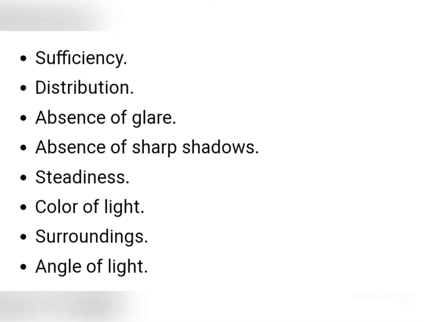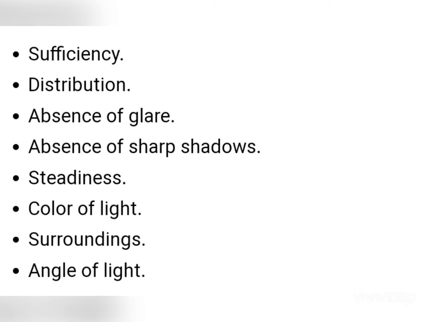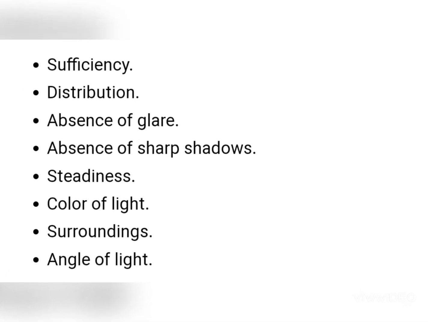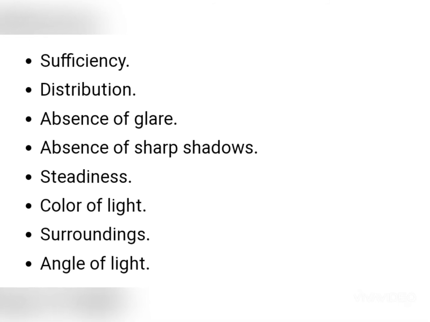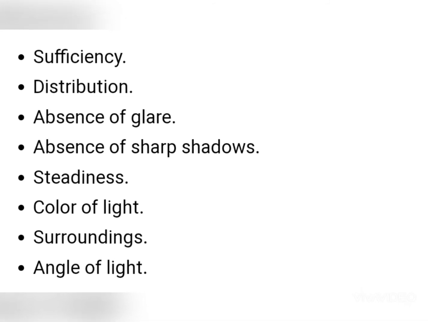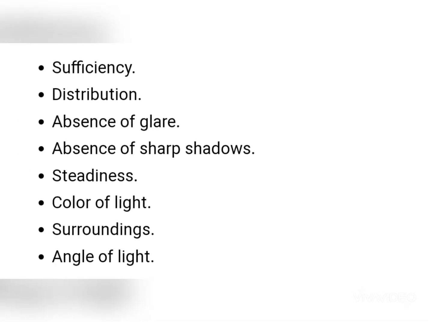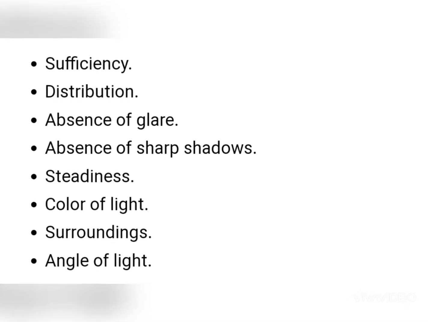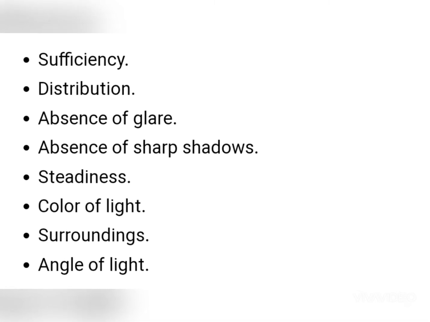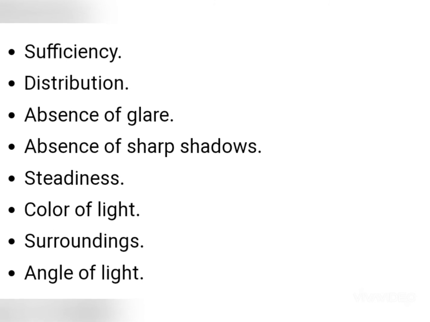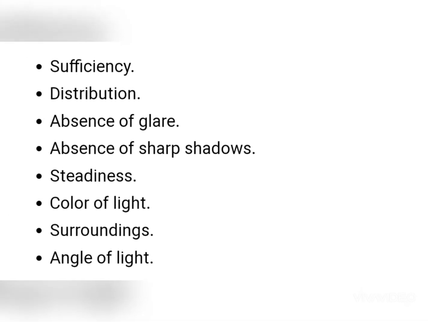And fourth is absence of sharp shadows. Shadows occur when any object comes between the light source and the field of vision. Shadows create stress and need to be cleared for the proper reading process. And fifth is steadiness. The term refers to the stable condition of light. Light must be constant, with constant contrast and constant intensity.